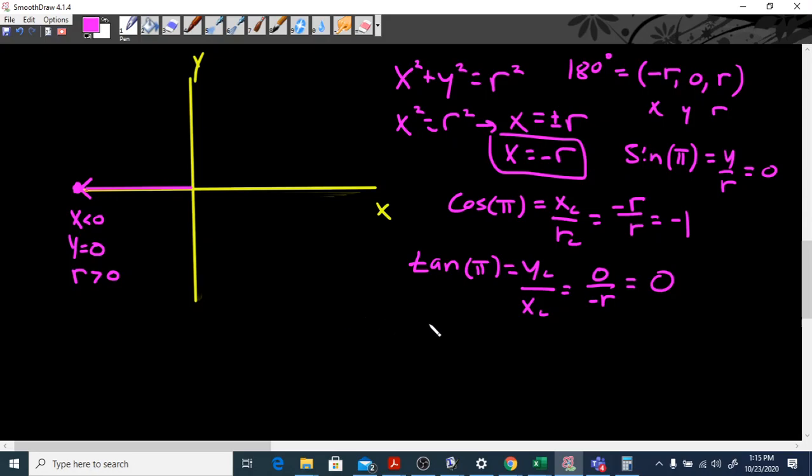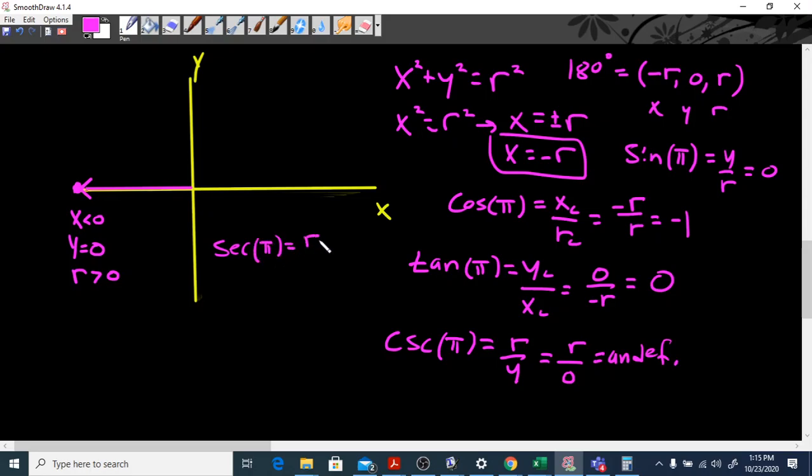Let's see, the cosecant of pi, you might be able to guess it, r over y. And the r, of course, is whatever it is. The y is 0, so it is undefined. Okay. The secant of pi, well, that's r over x. And then r is whatever r is. Then x is negative r. R over negative r is negative 1.